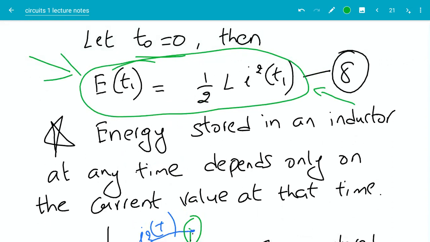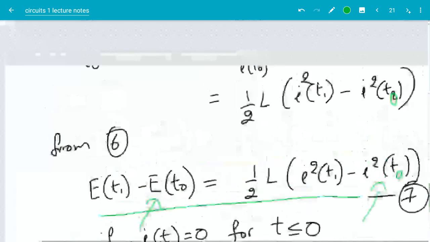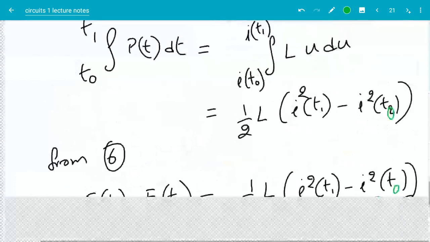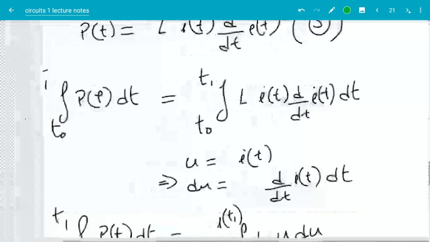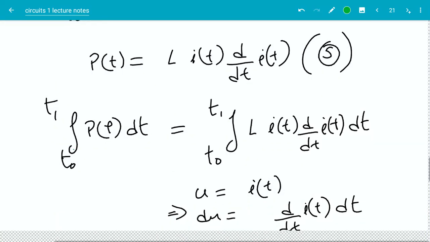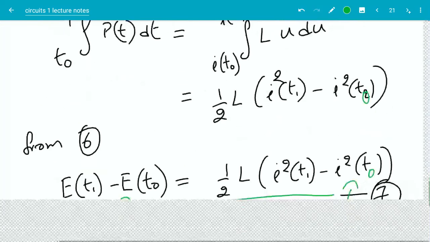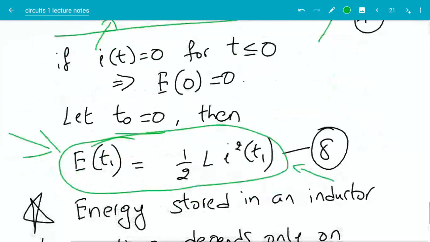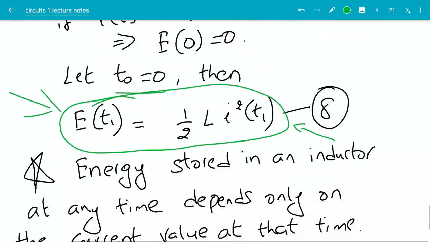Okay, so to summarize, we did the relationship between voltage and current. We know how to calculate voltage if current is given, and we know how to calculate current if voltage is given, and then we know how to calculate power. So power will be just this equation 5, right? And then we also know how to calculate energy stored in the inductor using equation 8. Okay, right, so we'll stop here.